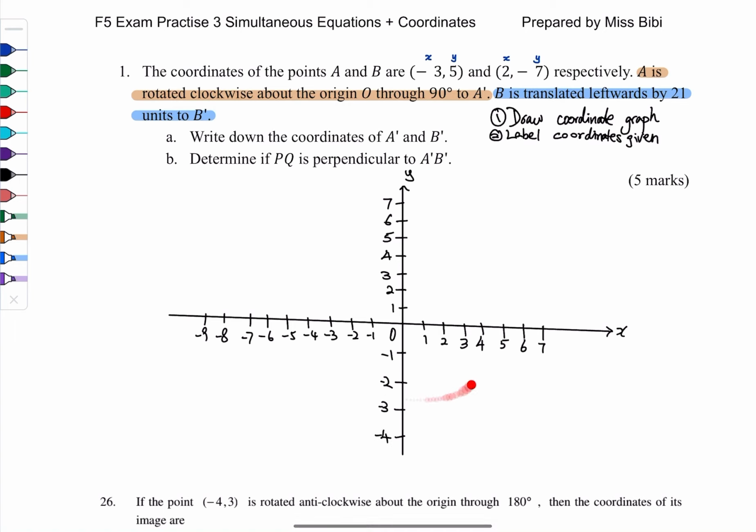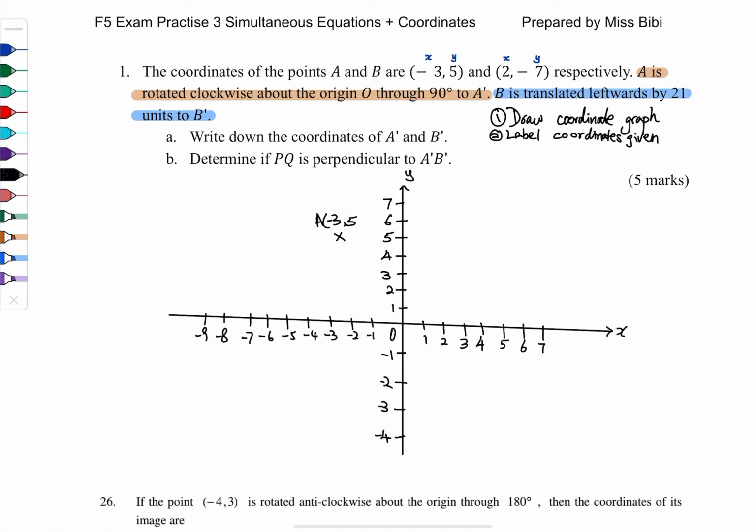So what do I do? You have to label the coordinates given. You have A and B points. This is the x coordinate, this is the y coordinate. Now for A, x is -3, so let's see the x line, -3, and y is 5. So you will have to go that way. X is -3, y is 5, so somewhere here. I will have my A somewhere here.